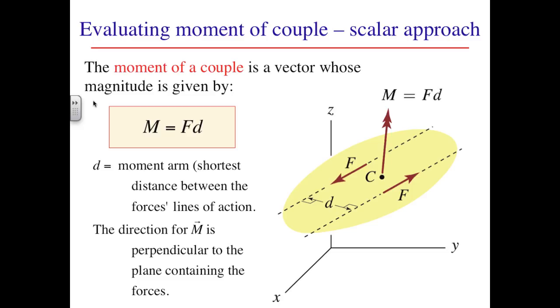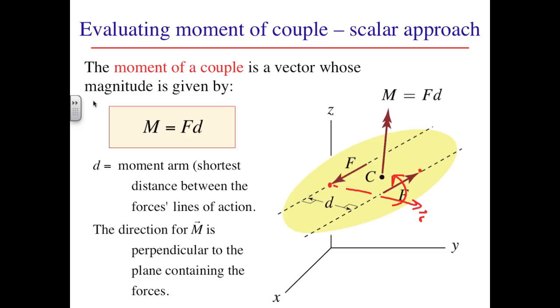So I could imagine being on this line of action and looking towards the companion force, and I'll just draw the position vector here so I can more easily take the cross product of r into F. That's going to have a direction that's consistent with the moment that's shown in the figure.